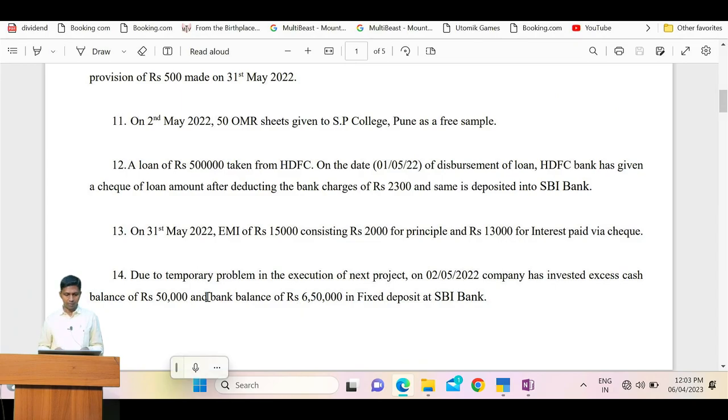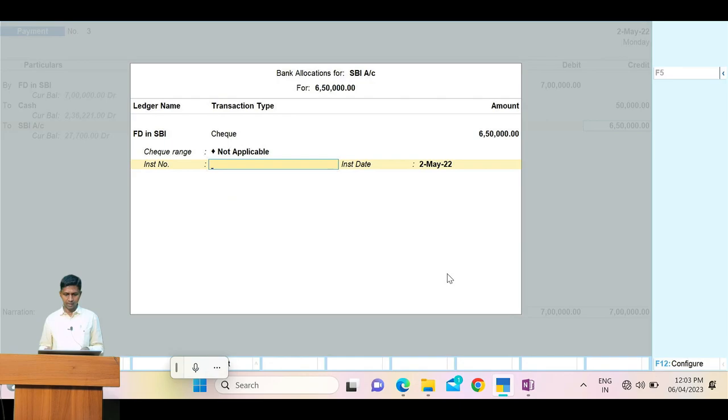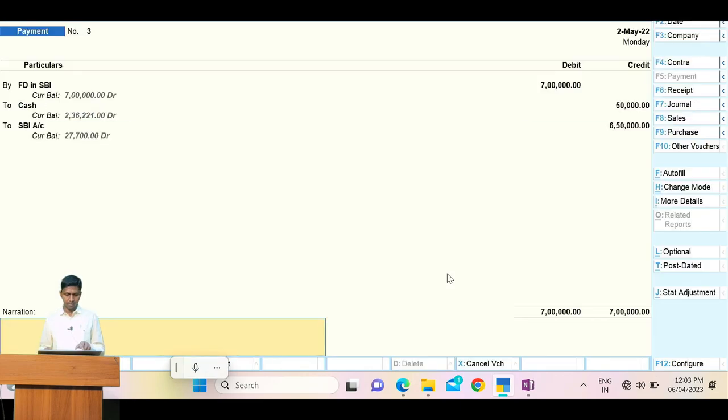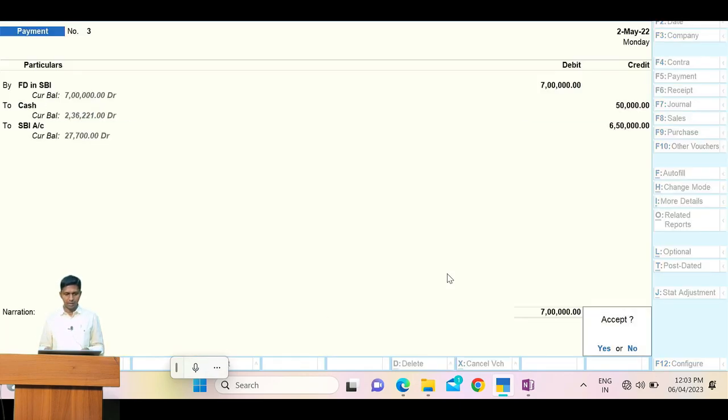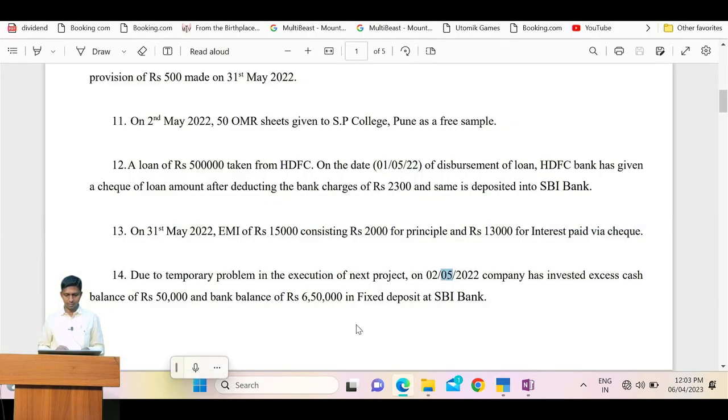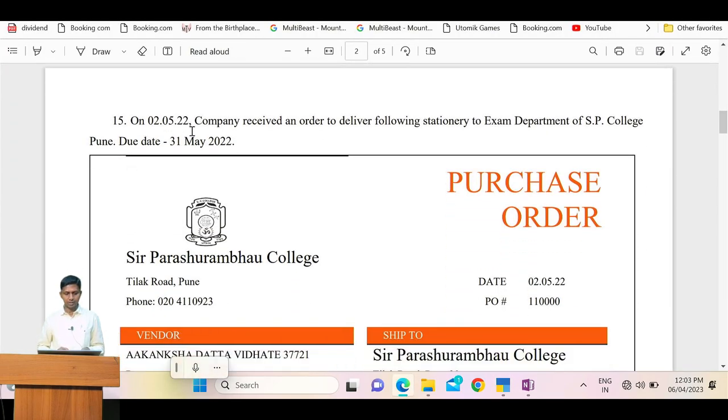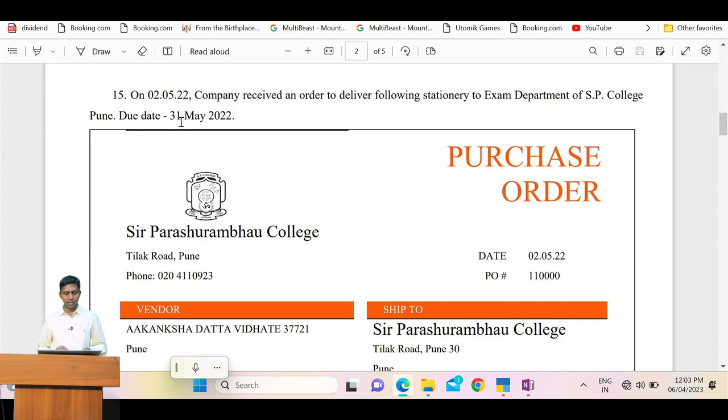On which date? On 2nd May. Yes, our date is correct. 2nd May. Everything is perfect now. Enter, accept. Yes, accepted. Then 15th transaction. Now, accounting transactions are over. Now, inventory transactions.